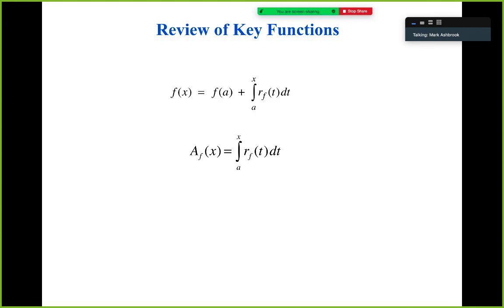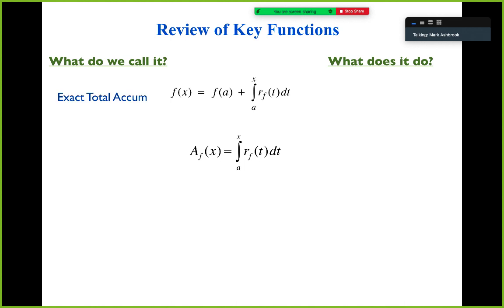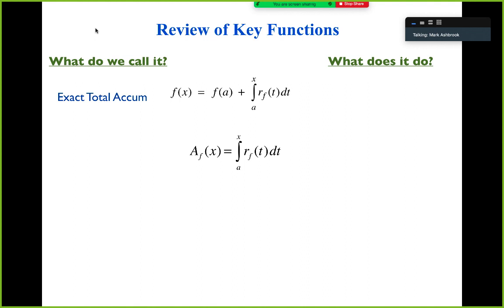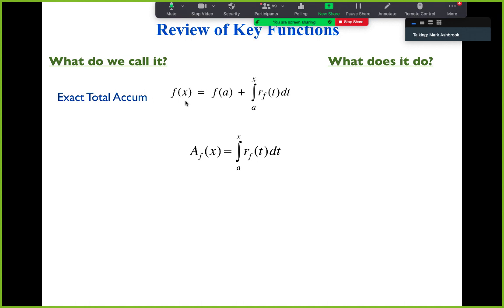So we came up with some key functions, which was the answer to this question, or our endeavor. We got these two primary fundamental functions. So what do we call that first one? F of x equals f of a plus the integral from a to x of f of t dt. We call that our exact total accumulation. This is how much of it we have at every moment. F of x would be how much of a quantity we have at every moment. Quantity being temperature, height, volume, mass, any kind of real world quantity.